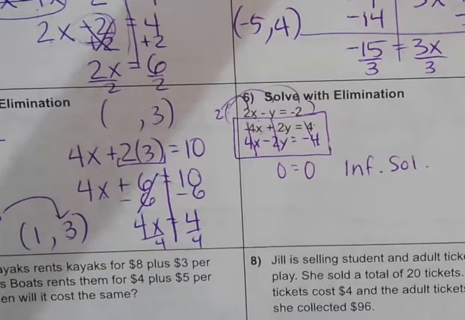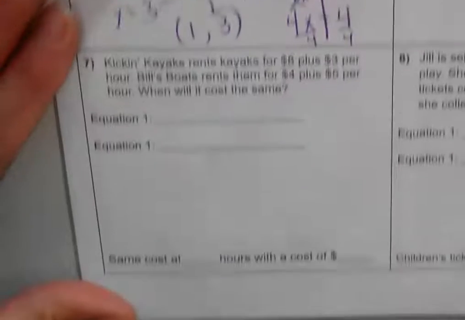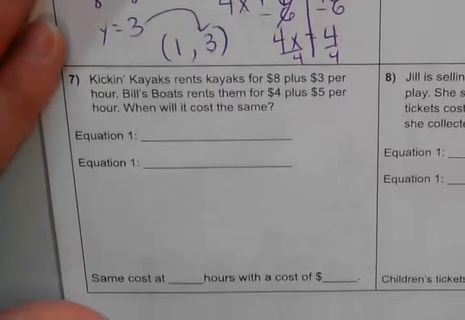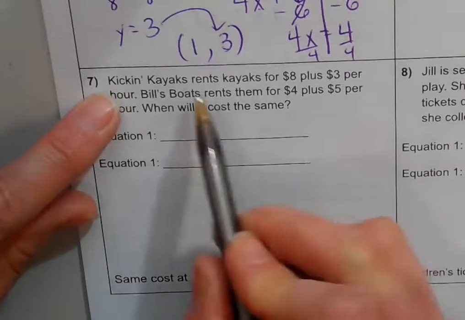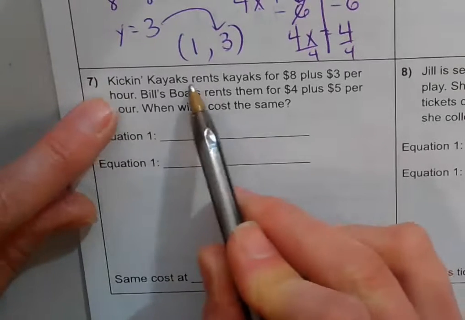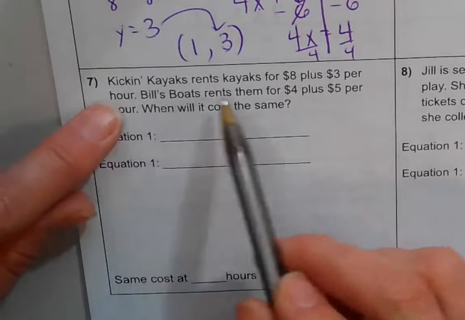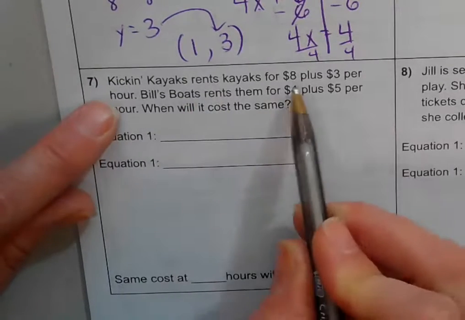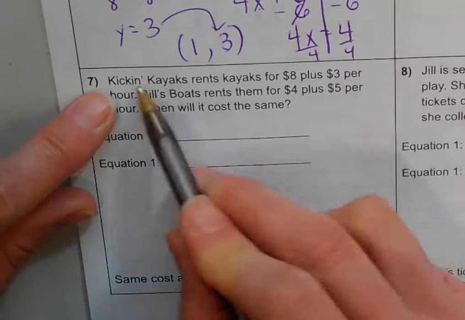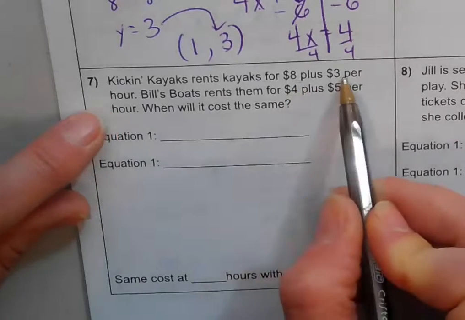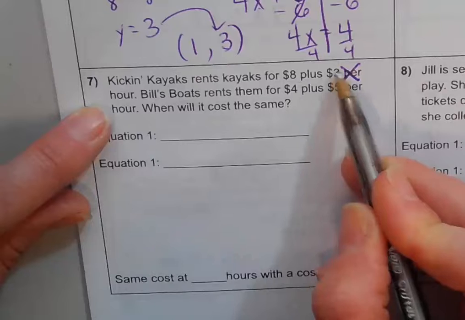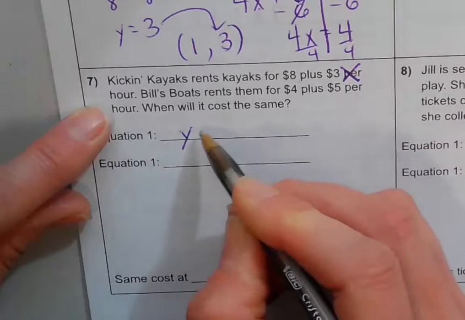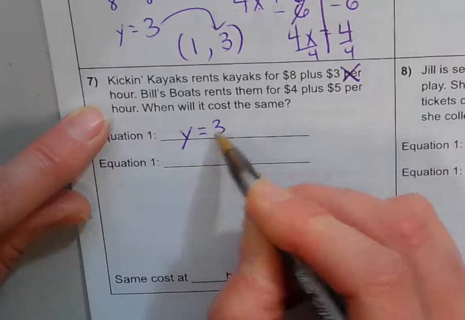All right, let's look at the story problems now. So we have 2 different types of story problems. This story problem we're most familiar with. We've done a lot of these. So we have 2 different types of stores that have some different costs. So this Kick and Kayaks is $8 plus 3 per hour. Again, whenever you see the per, put the x. So the 3 goes with the x, and these are going to be y equals formulas. So 3x plus 8.